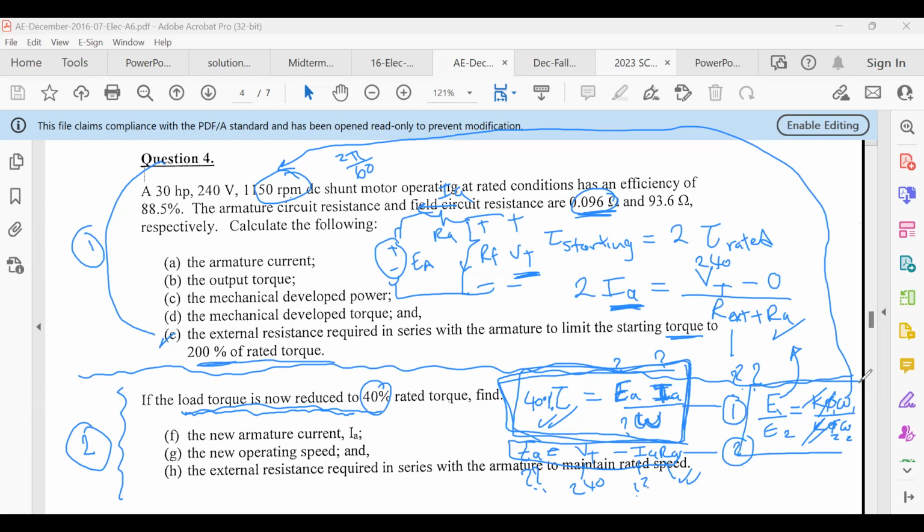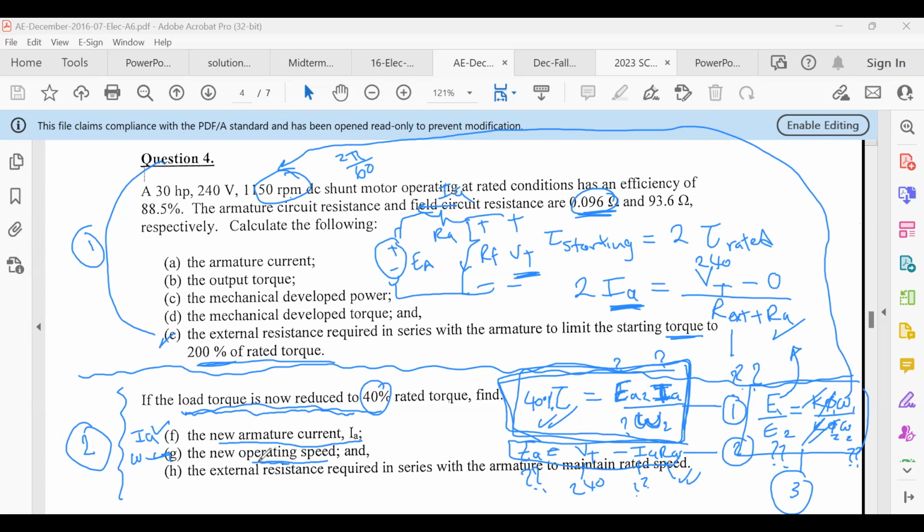From this equation, you don't have the E2 and omega 2, which is here, like it's 2 here. You have three equations in three unknowns. You can calculate IA, the new IA. You can calculate omega, which is the speed. So the first requirement is to get the armature current. The second one is to get the speed.